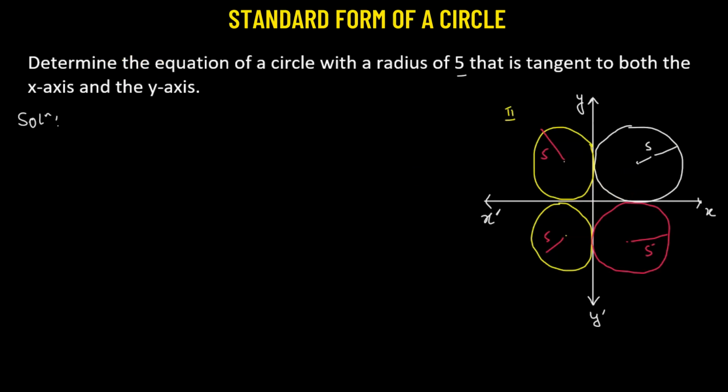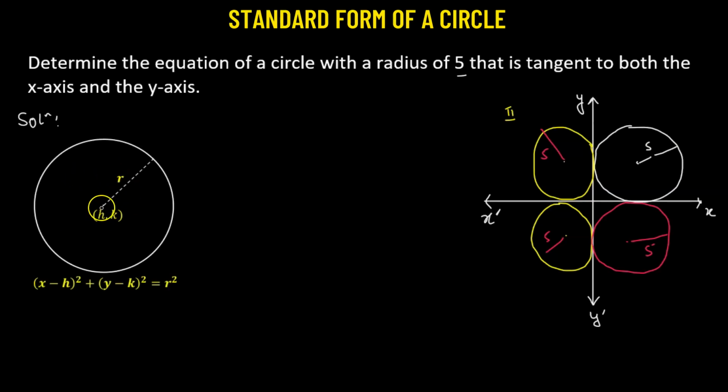Now let us begin. To find out the equation, we'll take the help of the standard form of a circle. So here, if we have a circle having a center coordinate (h, k) and a radius of r, then the standard form of the circle is given by this formula, which is (x minus h) whole squared plus (y minus k) whole squared equals the square of the radius. Now since we have 4 circles, we'll start with our first circle in the first quadrant.